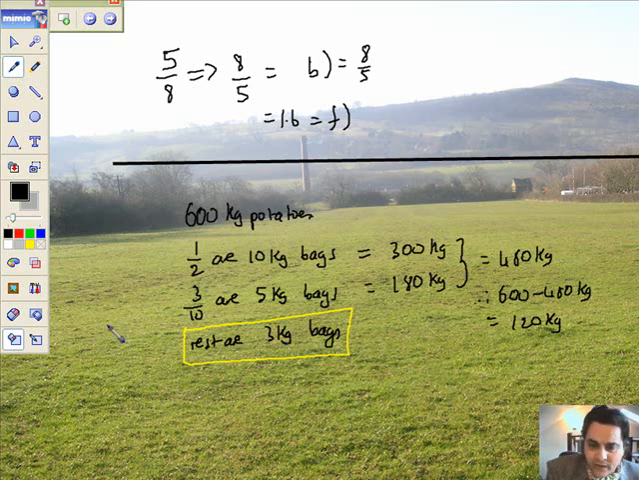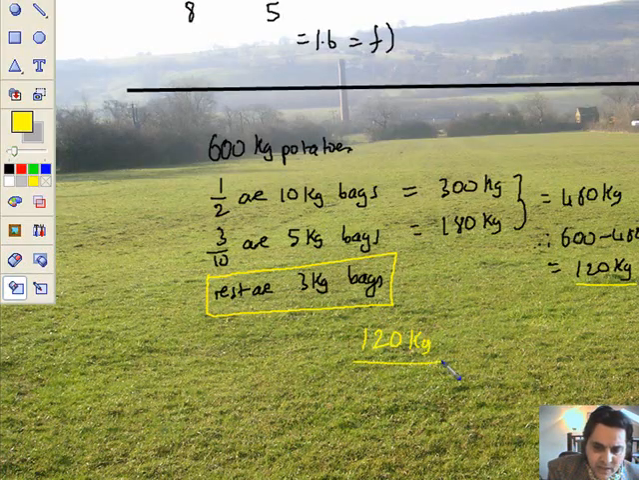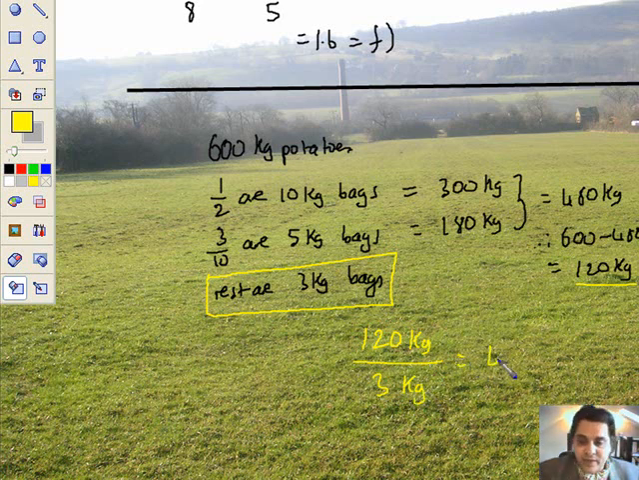Alright, so I've got my 120 and I've got my 3 kilos. Essentially 120 kilograms divided up into 3 kilogram bags. Well, I can see that 120 divided by 3 is 40, not kilograms, it's 40 bags. So 40 bags are put out as 3 kilogram bags of potatoes.